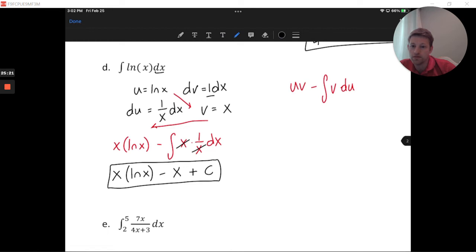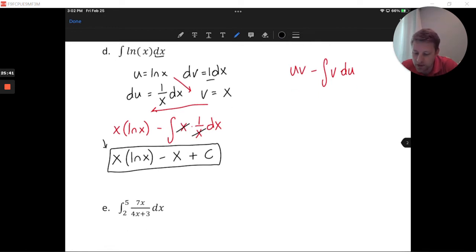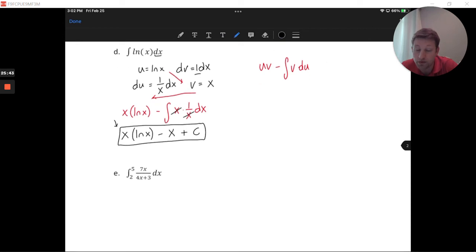So this is a pretty nice result for us, that the natural log's antiderivative is just x times itself, natural log of x, subtract x plus c. Let's keep that in mind for later on. We'll definitely use this result as we move forward. So this is a powerful result that can help us in the subsequent problems.